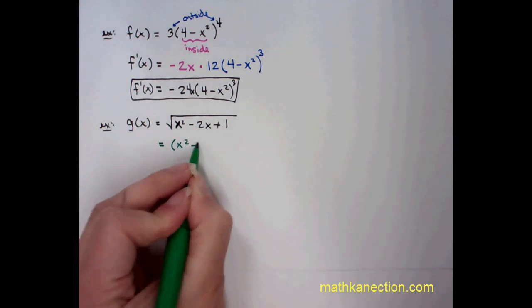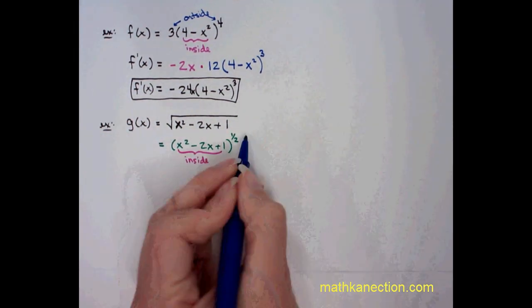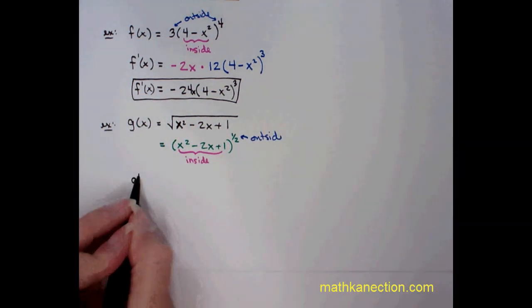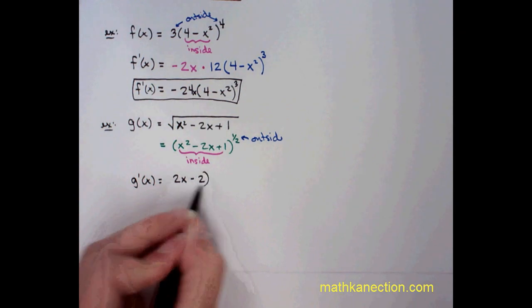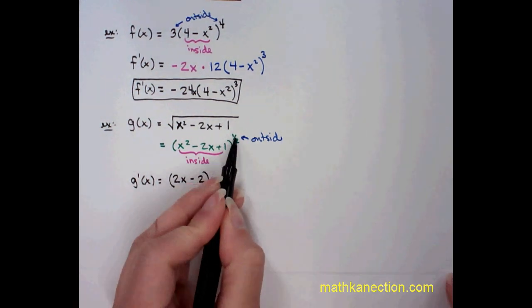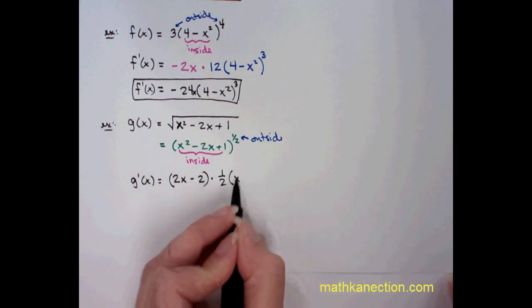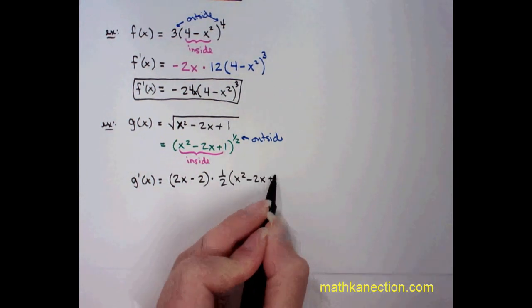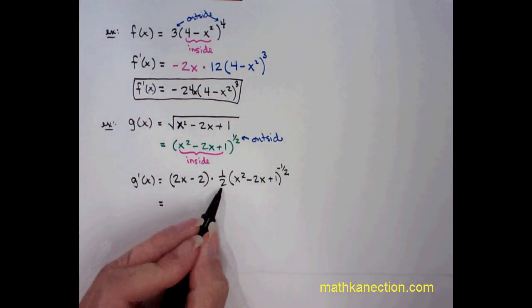Before deriving this, let's rewrite the function as x squared minus 2x plus 1 to the 1/2. The inside function is x squared minus 2x plus 1. The outside is the exponent of 1/2. Taking the derivative of the inside first will be 2x minus 2. Multiplied by the derivative of the outside, bring that 1/2 in front, keeping the inside the same, x squared minus 2x plus 1. And the new exponent is now negative 1/2.